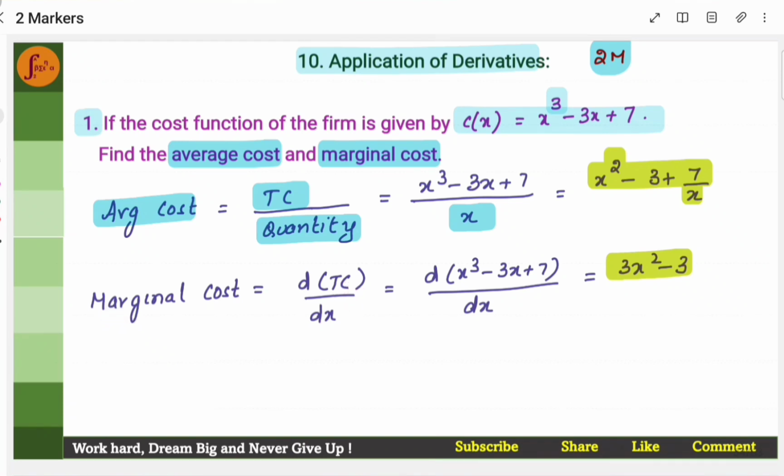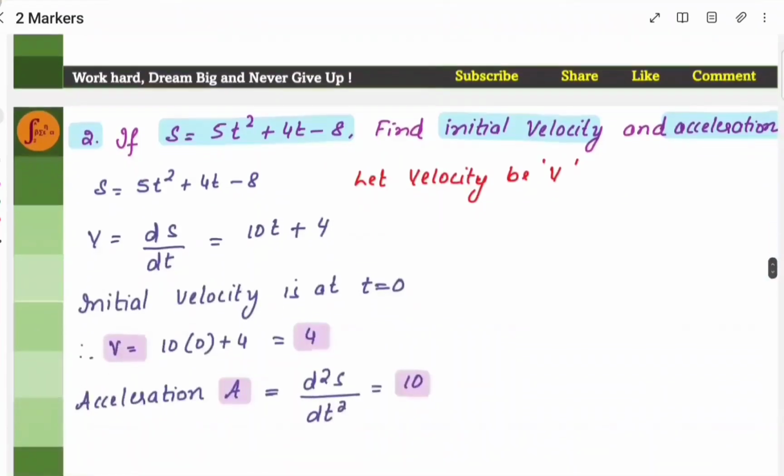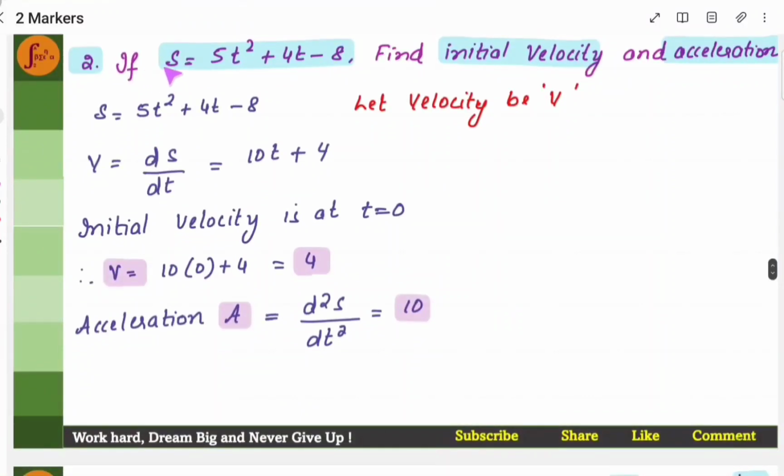Marginal cost: remember always, whenever there is the word marginal, it means you have to find the derivative. Marginal cost, find the derivative of cost. That is the derivative of the cost function. That's all. Now here, they've given you a displacement expression, s is equal to 5t square plus 4t minus 8.